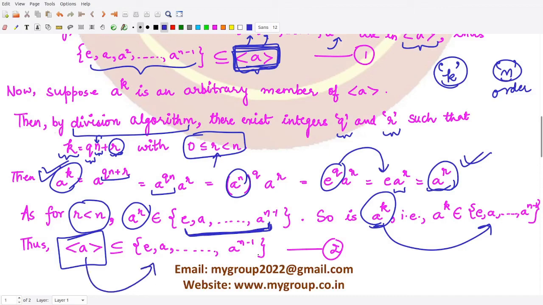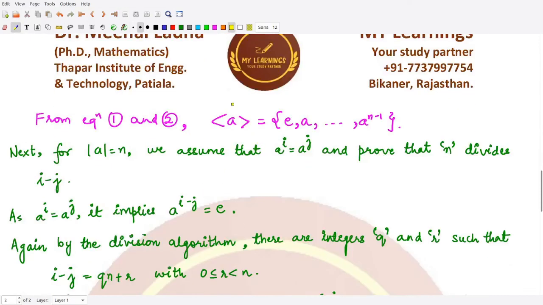So this is equation 2. From equation 1 and equation 2 we have the equality of these two, so that the subgroup which is generated by a is equal to the set containing e, a, a square up to a to the power n minus 1, right?